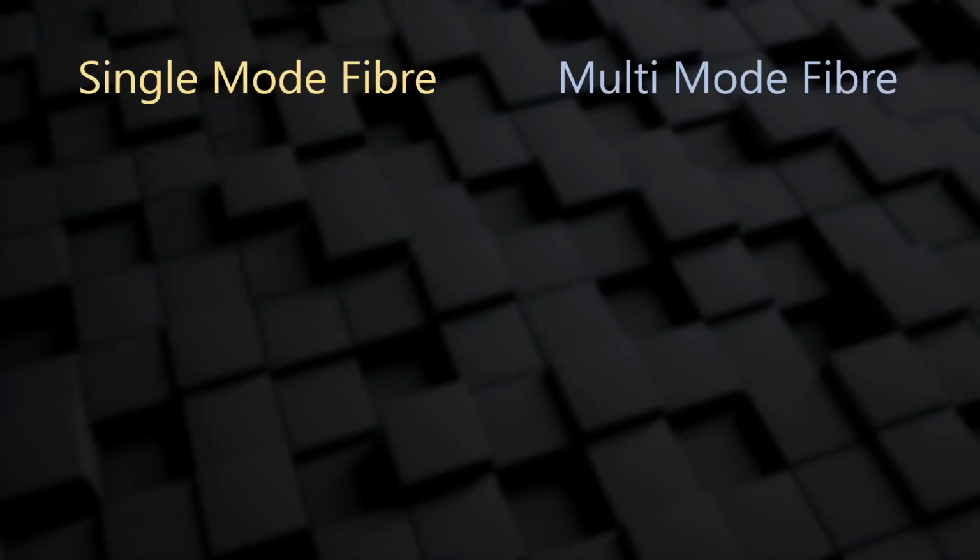Now you need to be aware that there are 2 types of fibre. These are called single mode and multi-mode. They may look the same, but they are different because of the types of light they use.